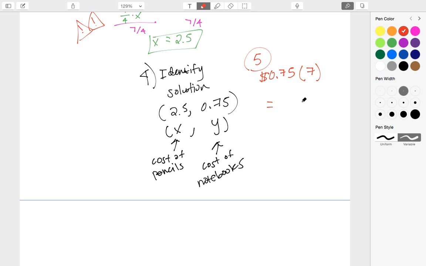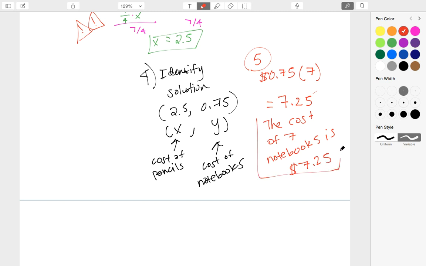$5, or not $5, $5.25. So this will equal 5.25. So we can say the cost of 7 notebooks is $5.25. And that's our answer. Okay, that was a lot, so write your summary.